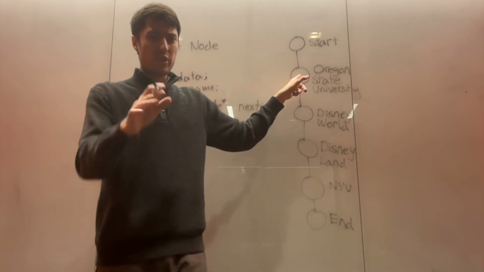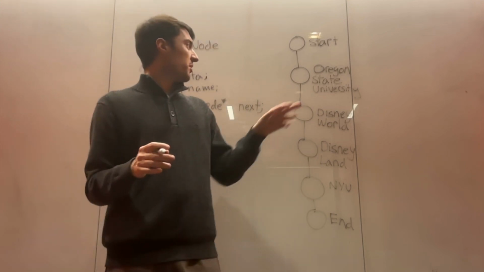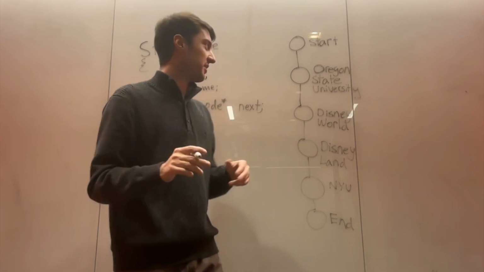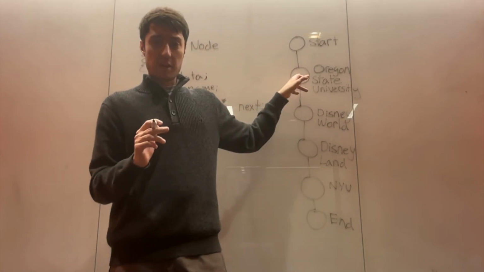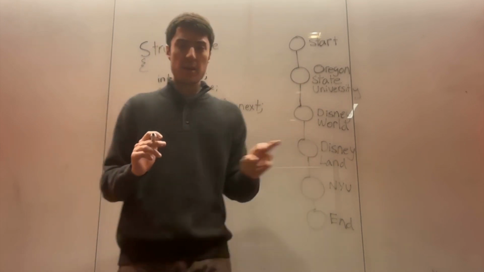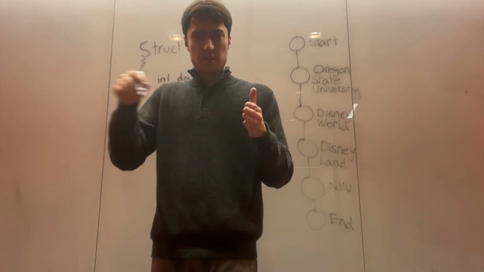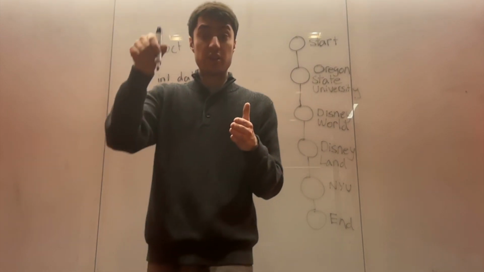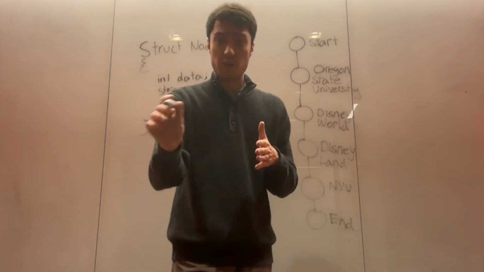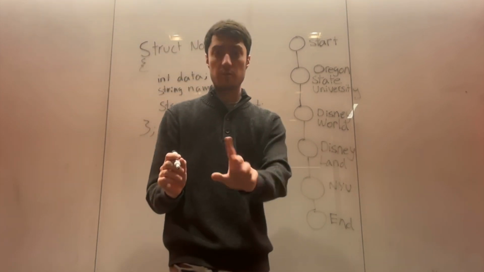Then, if you see Oregon State University and you're like, no, I'm looking for Disney World, or Disneyland, let's say. Well, I'm looking for Disneyland. So you're at Oregon State. You can't just directly go to Disneyland, right? Because when you get on the train, you don't just get to choose where you're going. You have to go to the next station, and if that station isn't what you're looking for, then you have to go to the next one and see if that's what you're looking for. Same thing with linked lists.